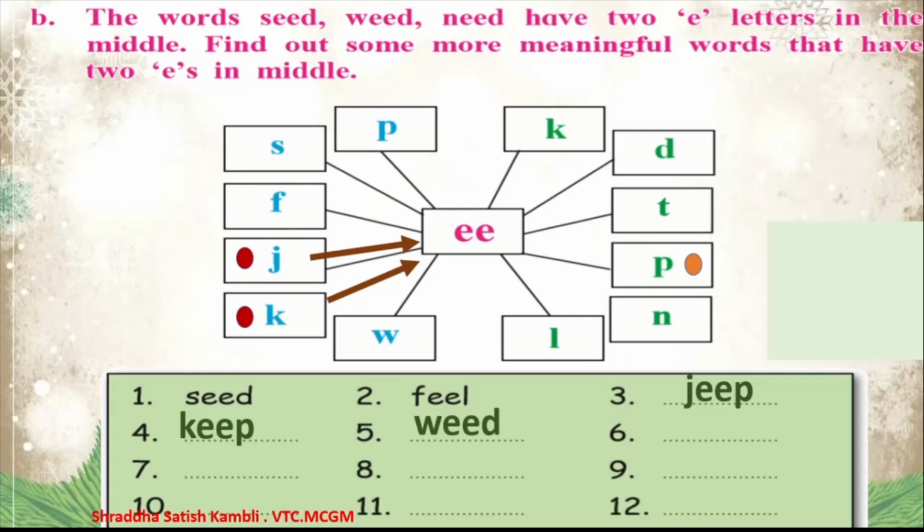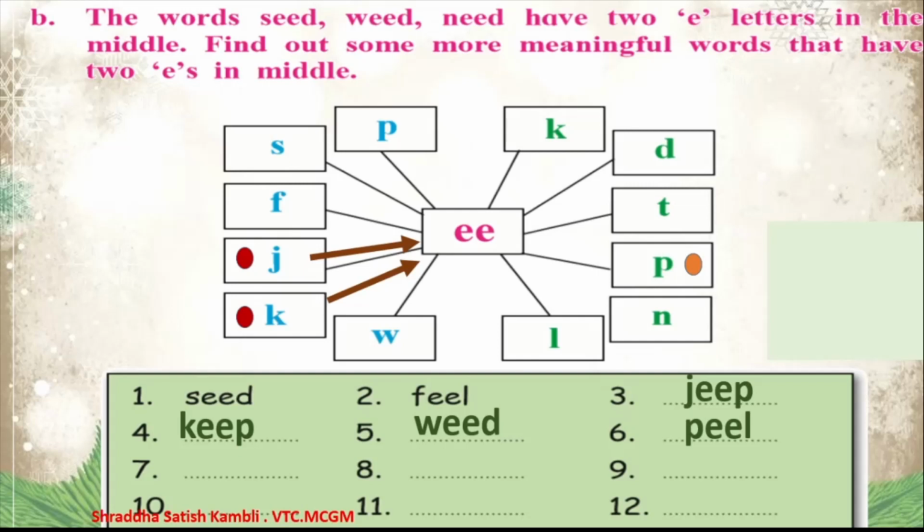Weed. Then you have P double E L. Peel. Peel means you know what it is? The chilka of something, the cover of a fruit. You have the orange with a peel. You have the banana with a peel. So what do you do? You remove the peel and then you eat the banana. Or you peel the orange. That is, you remove the skin of the orange and you eat the orange.